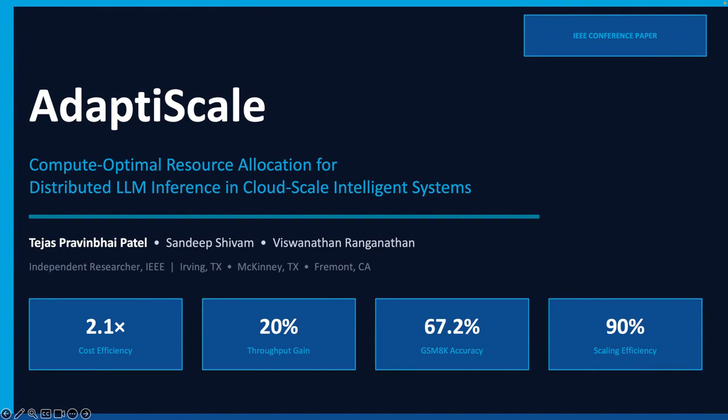The core question we answer is how do you serve a large language model at production scale without paying for compute you don't need. In a nutshell, here are our headline results. Adaptive Scale achieves 2.1 times better cost efficiency, 20% higher throughput, and 67.2% accuracy on GSM. It achieves 90% scaling efficiency on a 4 node cluster. Let me walk you through how we get there.